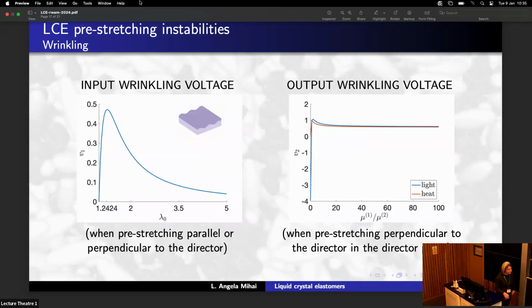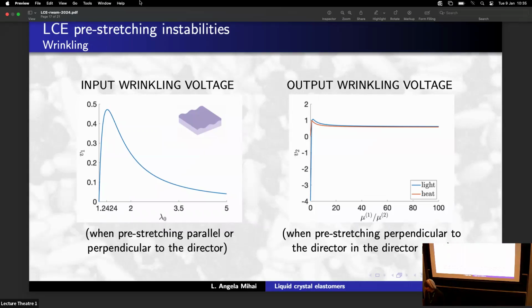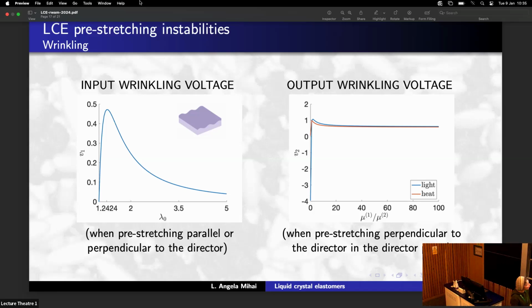There are, however, some things that we need to be careful about, namely that the material can wrinkle under certain deformation. Again, I won't go too much into detail, but that needs to be avoided. So wrinkling voltage needs to be avoided, and therefore you cannot have too high a voltage. So that's the conclusion here, that you need to have a voltage within some parameters so that wrinkling is not triggered.